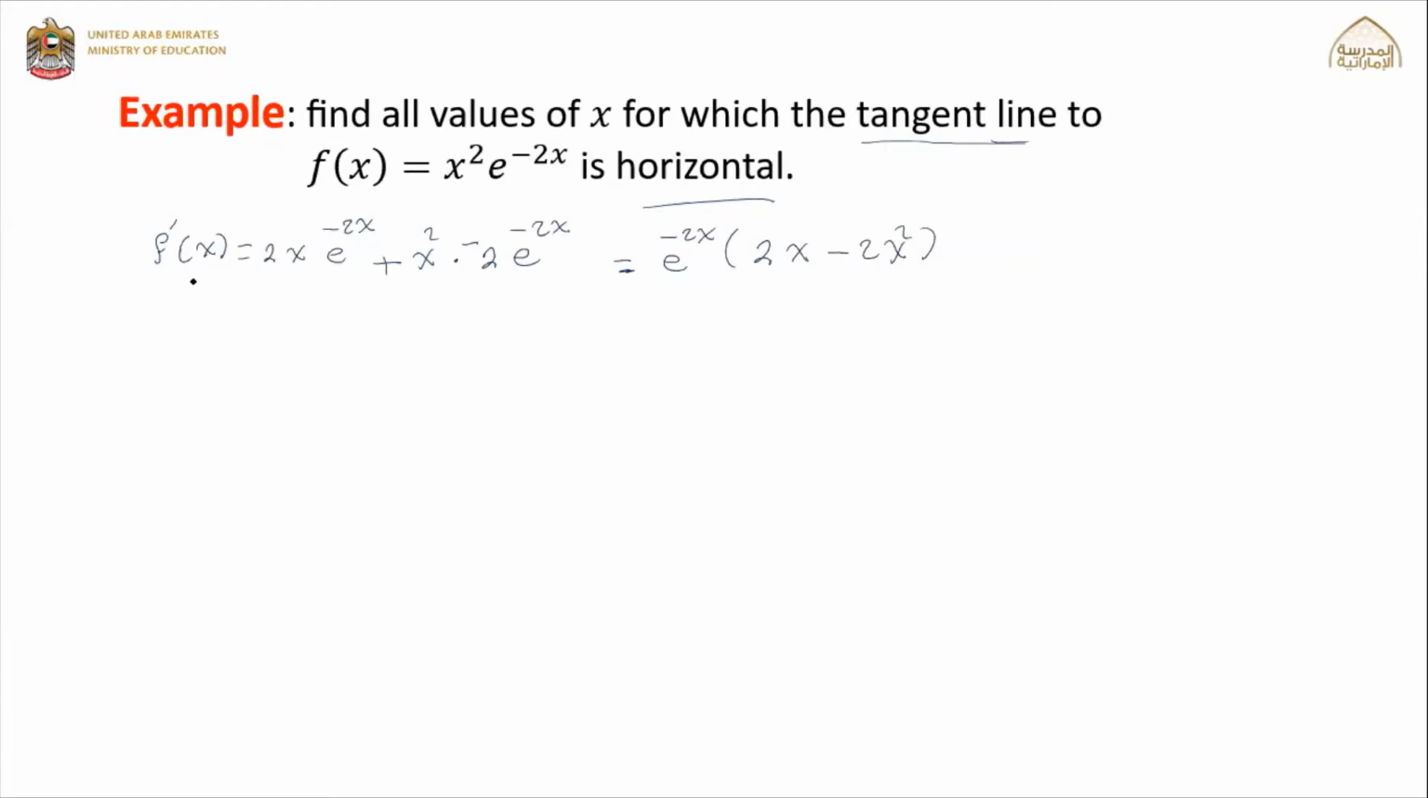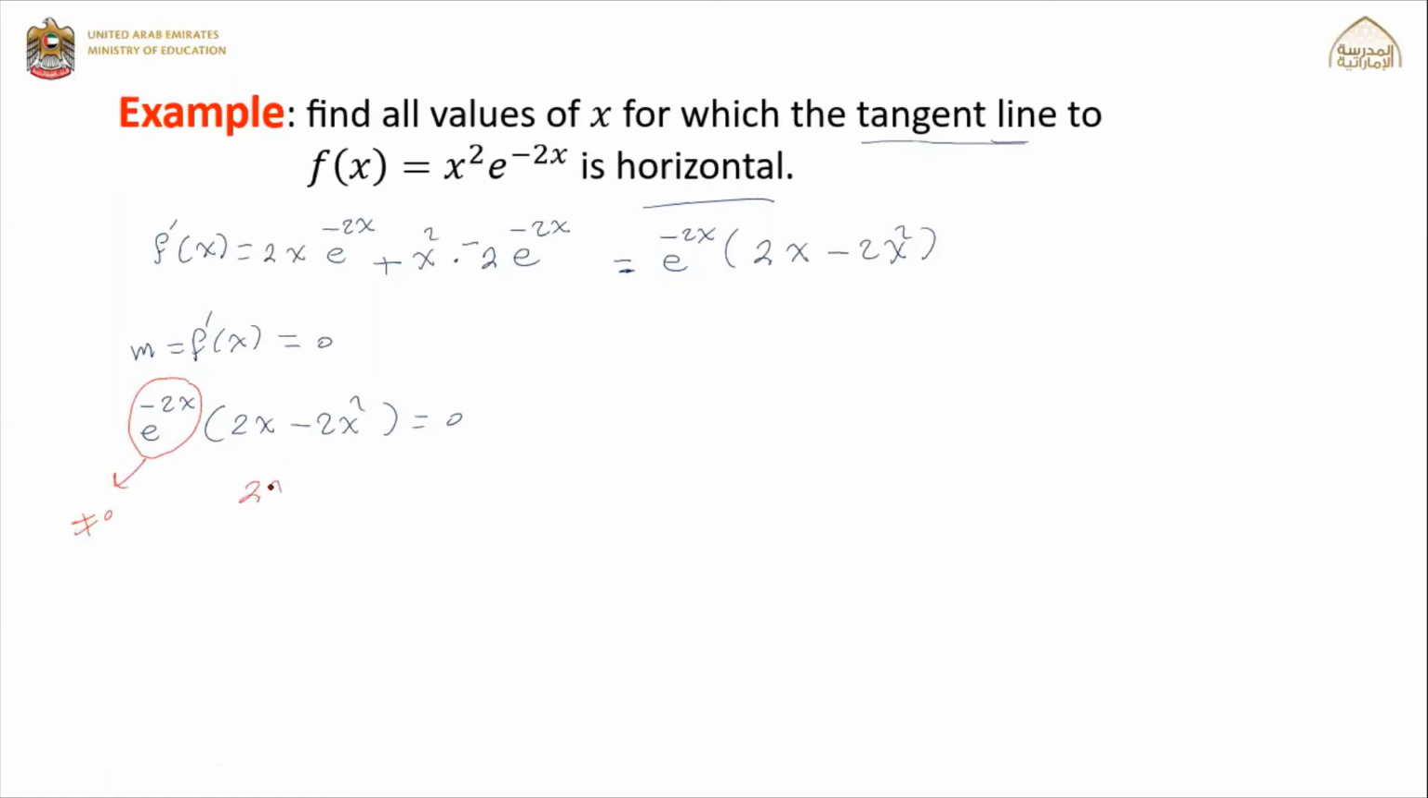Now, the slope of these tangents is f prime of x. And because I look for the horizontal tangents, this slope must be equal 0. So e to the power negative 2x times 2x minus 2x squared, I will take it as 0. The first term, e to the power negative 2x, cannot give me 0, so it's not equal 0.